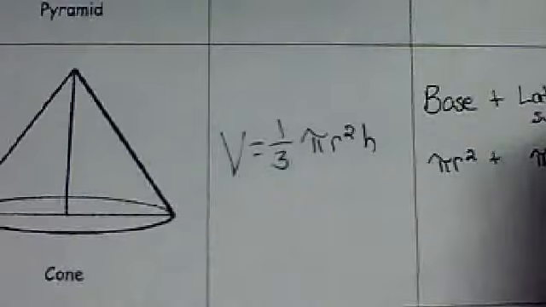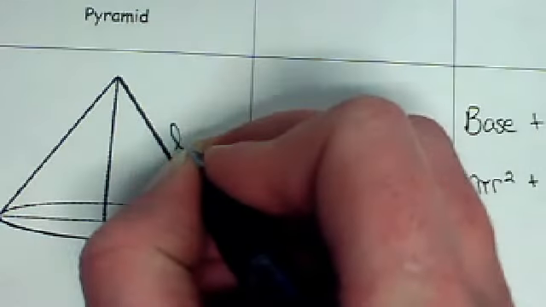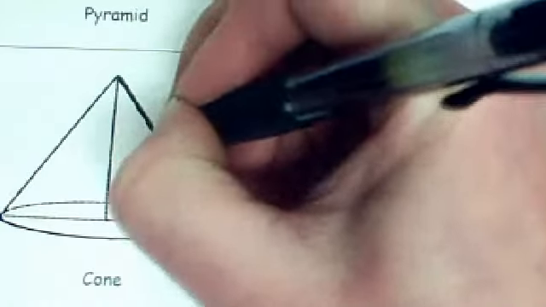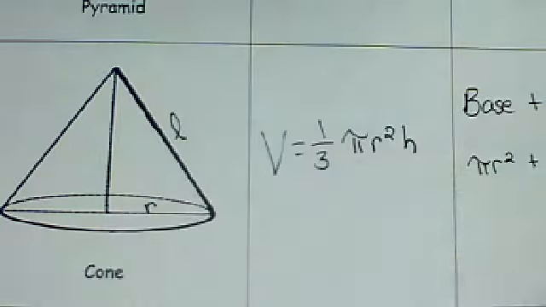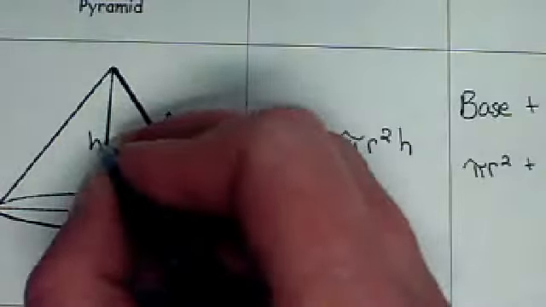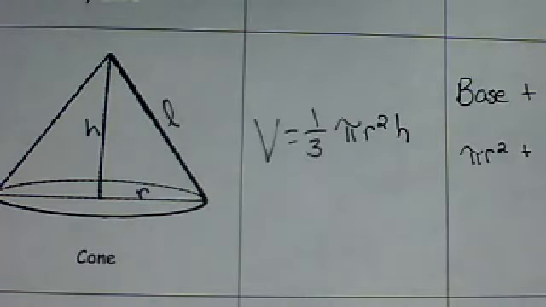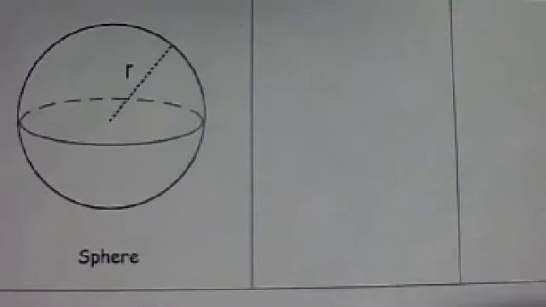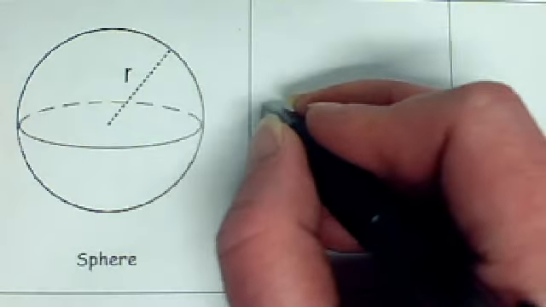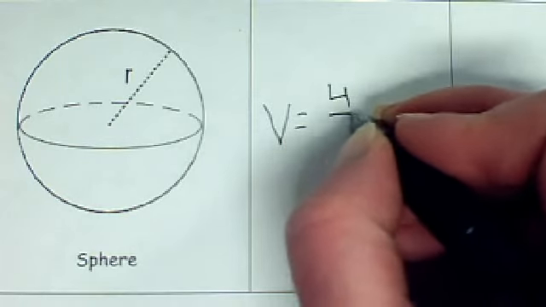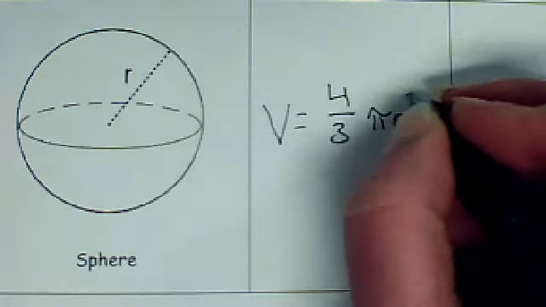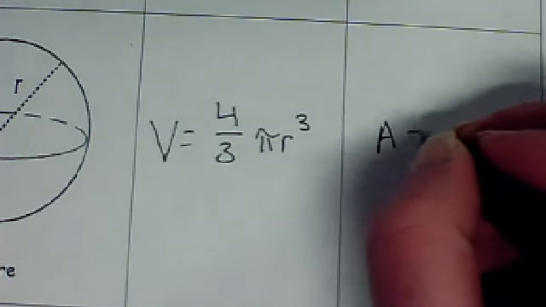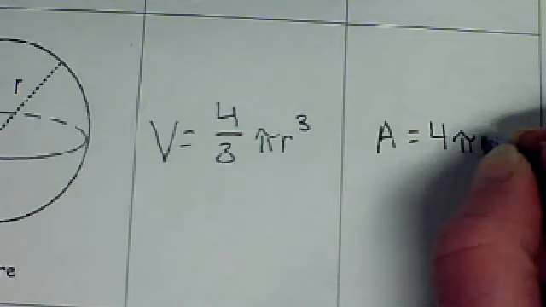The L is this slant height right here, going along the edge of the cone. The r, of course, is your radius. Your height is there. Now, as for a sphere, the two formulas you'll need to use are given to you. The volume is 4/3 pi r cubed, and our surface area is 4 pi r squared.